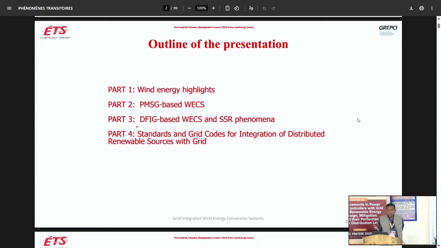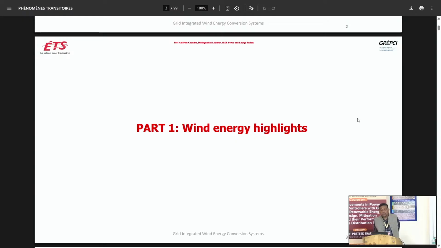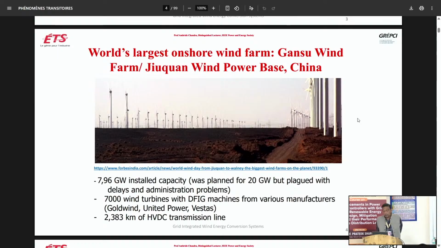All those standards and grid codes I will discuss in the second half of the lecture from 12 o'clock to 1:30 also. Then I will discuss IEEE standard 1547 also. So wind energy highlights: see, world's largest onshore wind farm. This is Ganzhou wind farm in China.